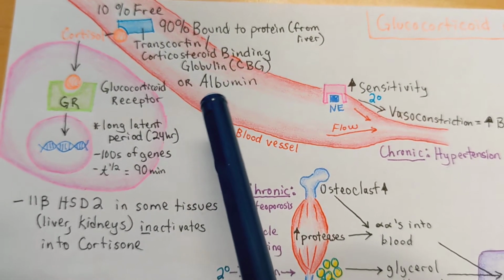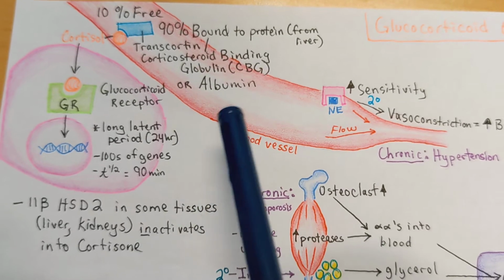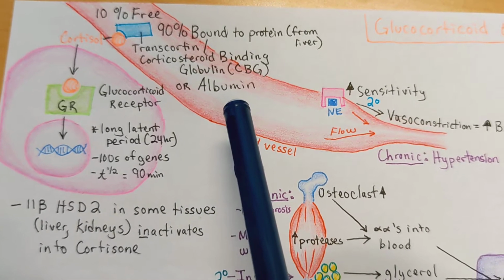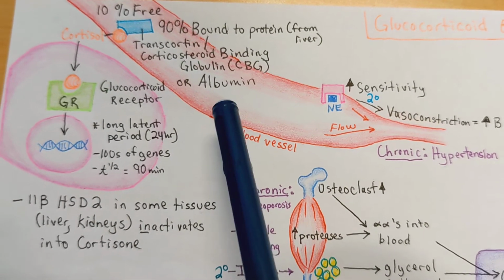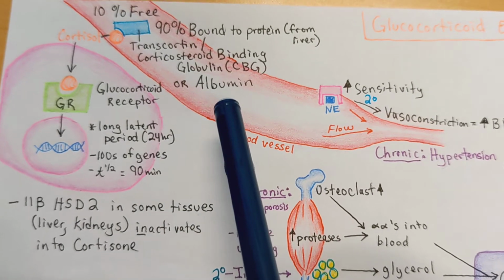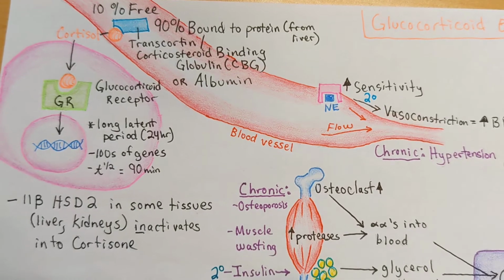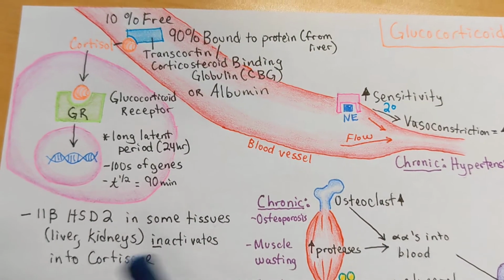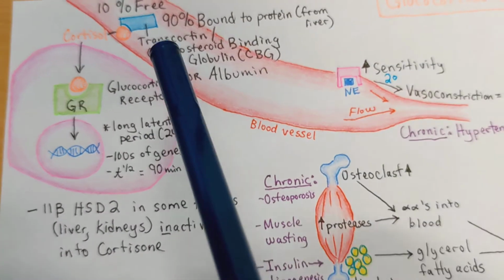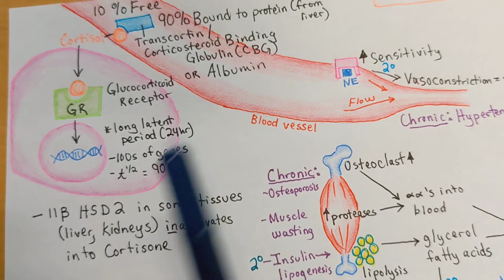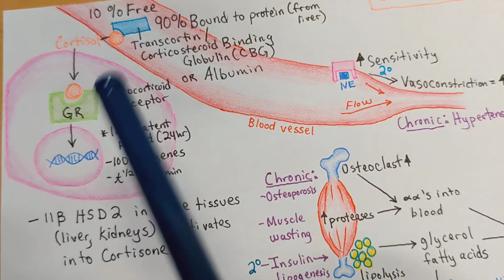Some cortisol, however, is bound to albumin. This molecule has less specificity for cortisol. In fact, it binds to quite a lot of different types of molecules, but it is so very abundant that it does bind up cortisol. So cortisol is released from its transport protein, both of which are synthesized in the liver.